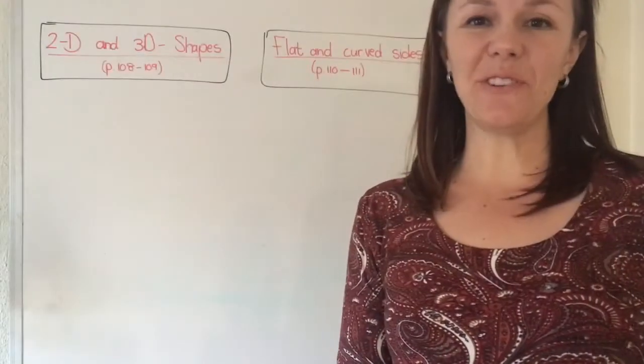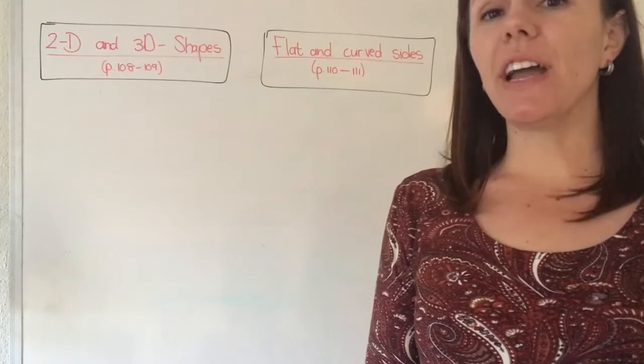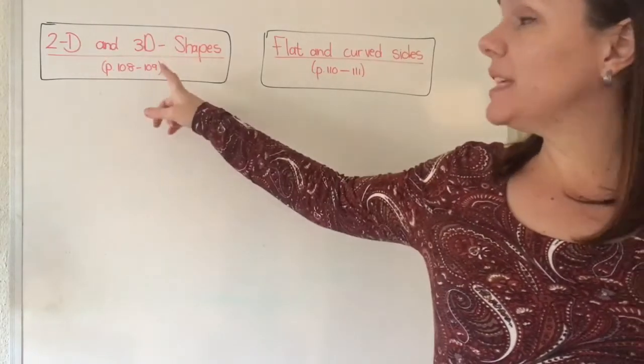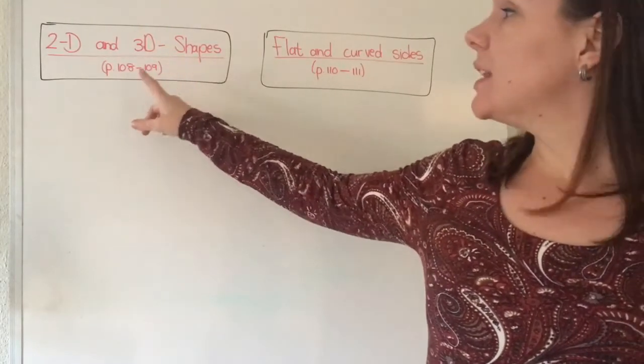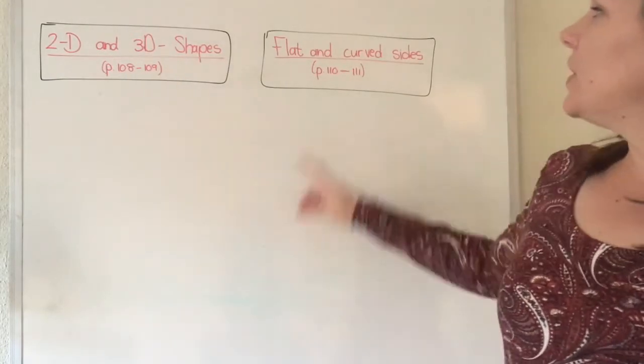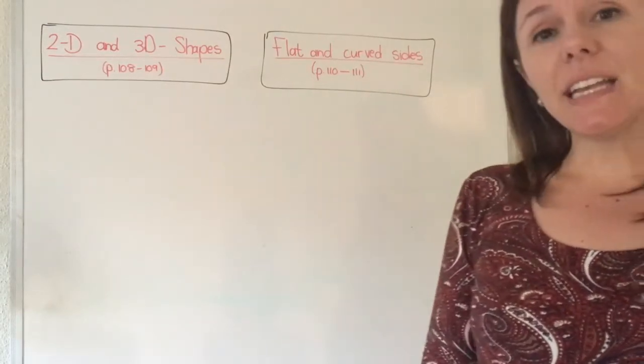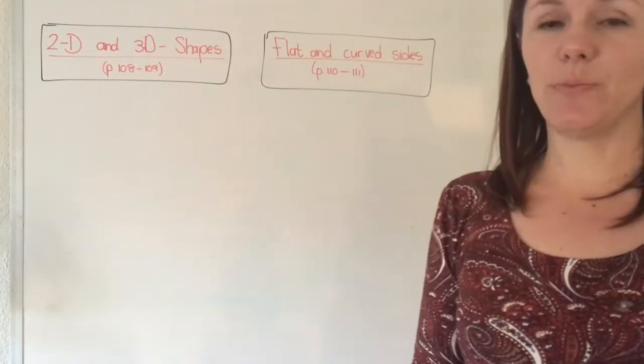Hi grade 4s. Today we are going to learn about shapes, and we're going to learn specifically about 2D and 3D shapes. That's on page 108 to 109, and then we're going to look at flat and curved sides, page 110 to 111 of your textbooks.